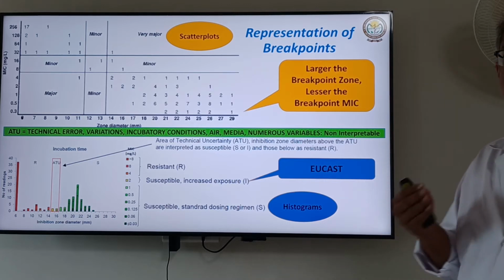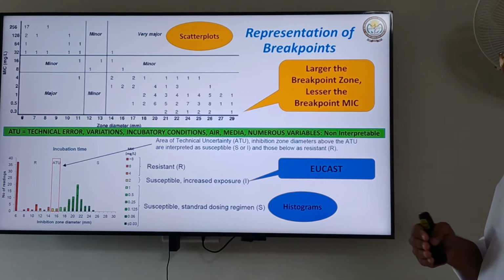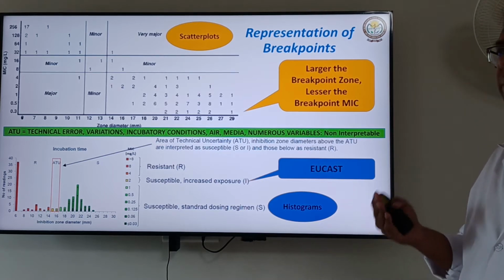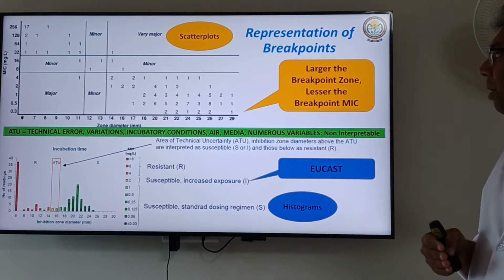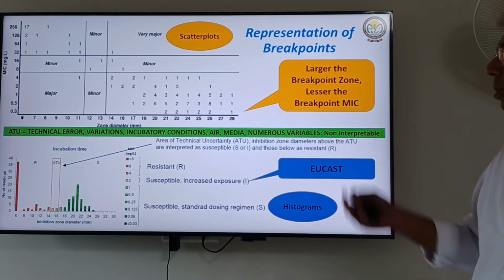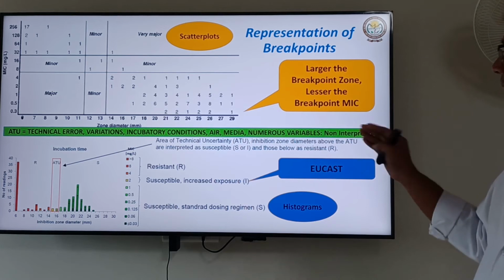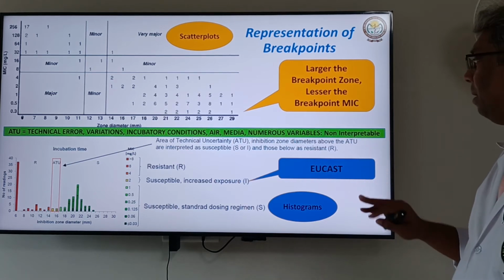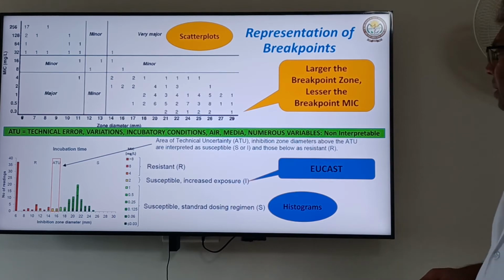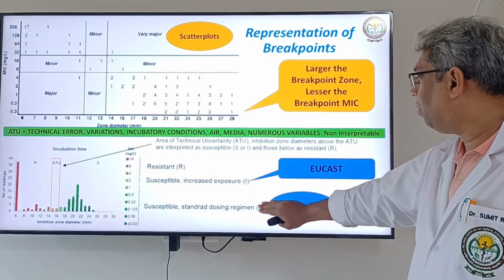As you can see, in most of the CLSI protocols, the SDD has been defined for the cephalosporins or the beta-lactam drugs because they've got a very good therapeutic index. That means their safety is very high, so you can afford to increase the dose and duration in that case. So SDD are usually defined for the beta-lactam antibiotics. So that is how the breakpoints are being represented, either as scatter plots or as histograms.